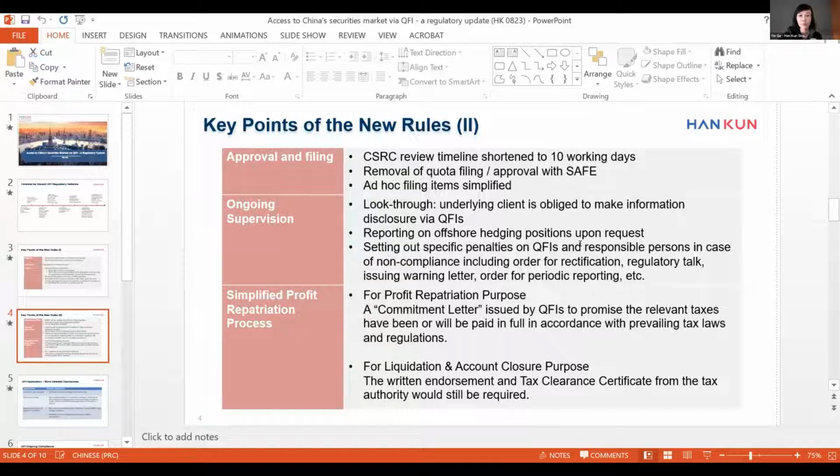And also, there is a provision in the CSRC's new rule that upon the regulator's request, the QFIs shall report their offshore hedging positions. And the rules have specified some penalties on the QFIs and also the responsible persons in case of any violation or non-compliance. Those penalties or punishments include the regulatory talk, warning letters and other rectification measures.